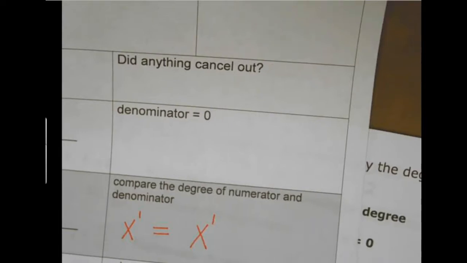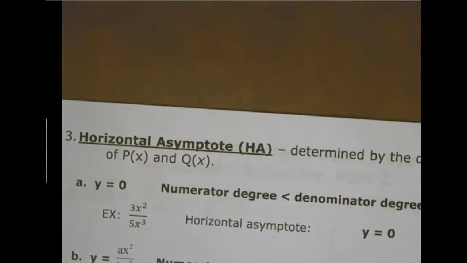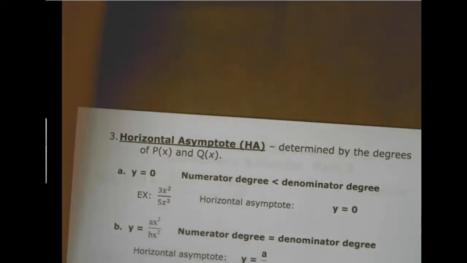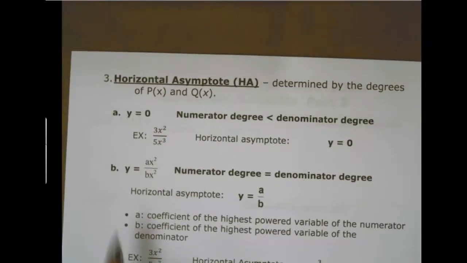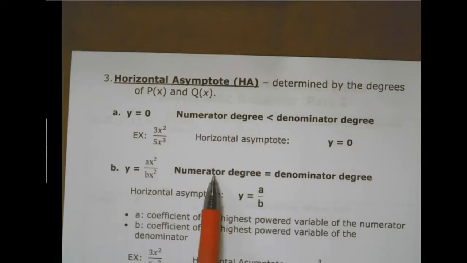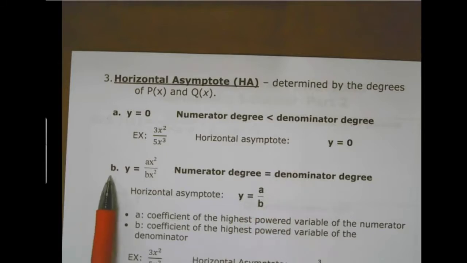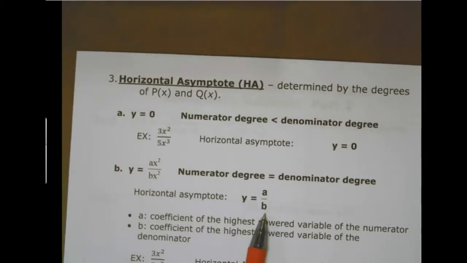Okay. Then look on the left-hand side of your paper, and you will see this part of your notes. Do you see where it says number 3, horizontal asymptotes? Right here it tells you what to do if the numerator degree is equal to the denominator. That is case 3b. And it says y equals a over b. Where are you getting the a over the b?